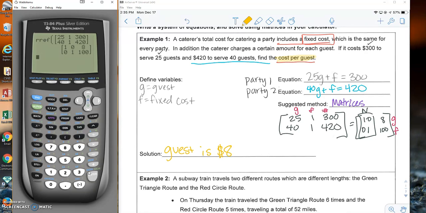You could say $8 per guest, but make sure on these that you are answering the question that they are asking, not just finding the solution. If you were to just put 8, 100, it would be wrong because they wanted the cost per guest, not the solution.